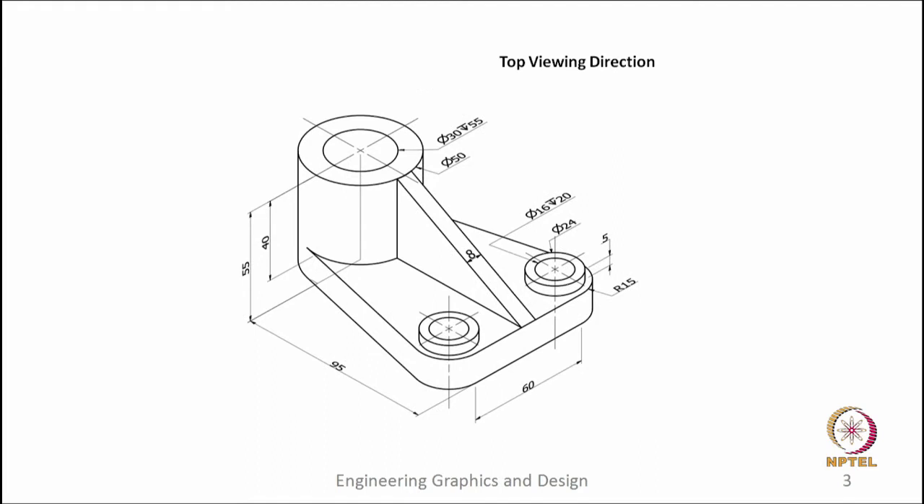If this is the top viewing direction, what are the objects we will be looking at? The first object is this circular part, this rib, the small circular parts and this open area. These are the parts we will be looking at from the top, and we have to draw the projection of these parts. Now, let us come back to the real object.